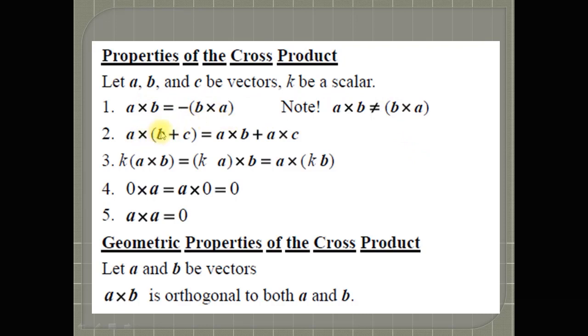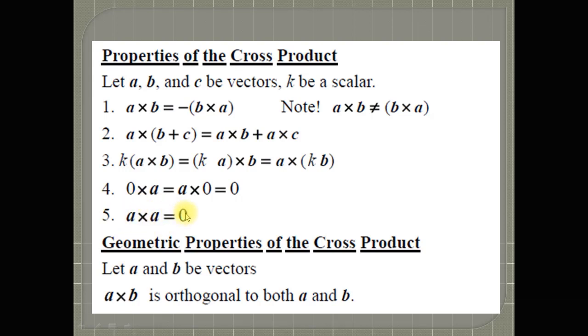So a cross (b plus c), we can write as a cross b plus a cross c. And k into (a cross b), (ka) cross b is equal to a cross (kb). And 0 cross a is equal to a cross 0 is equal to 0. And a cross a is equal to 0. Why is a cross a equal to 0?